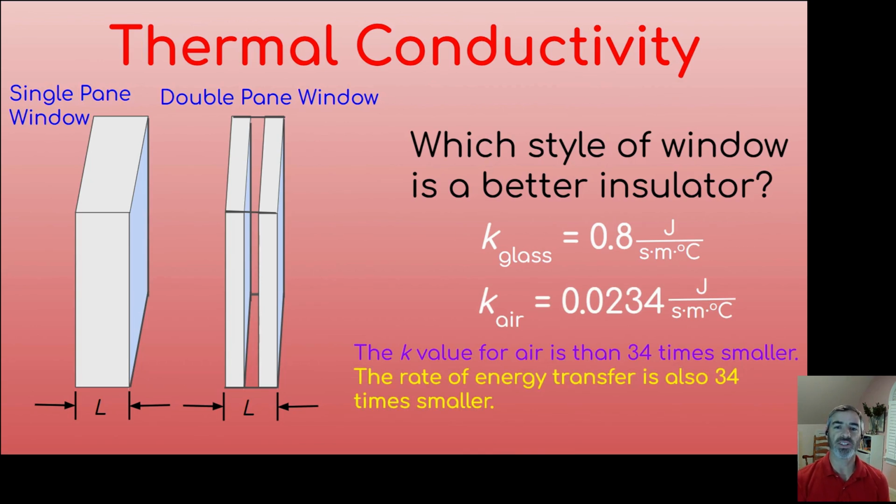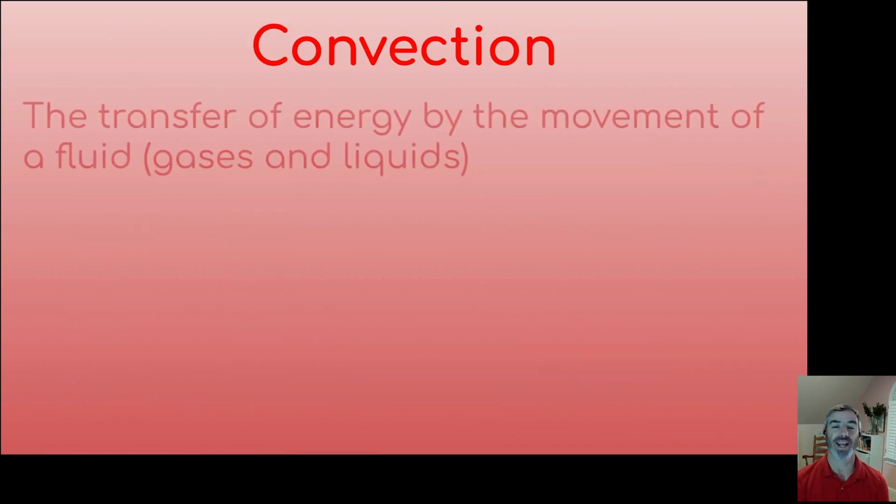So what that means is it's going to take a lot longer for that energy to transfer through the double pane window because of that thermal conductivity constant of air. Now, mostly single pane windows are about the same thickness as one of those panes in a double pane. So double pane windows are usually more expensive because they use more glass, but they are much better insulators than a single pane window. Another type of energy transfer is called convection.